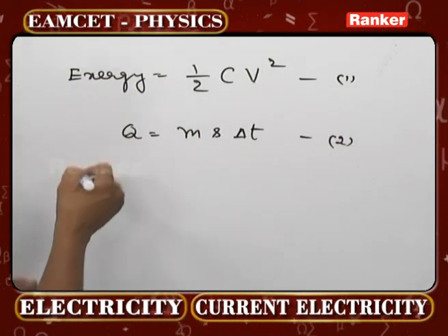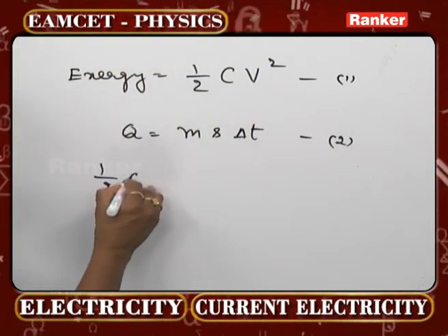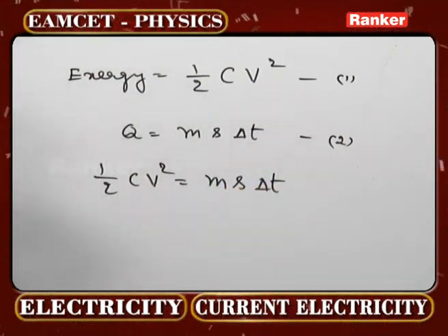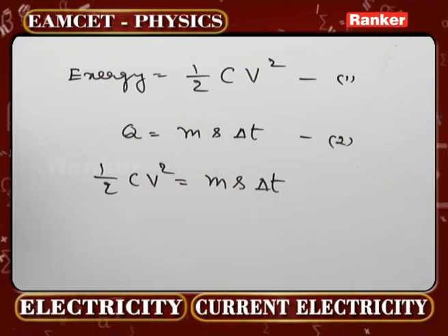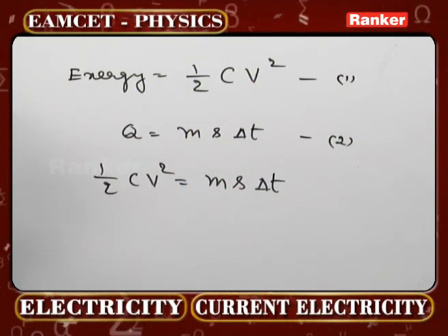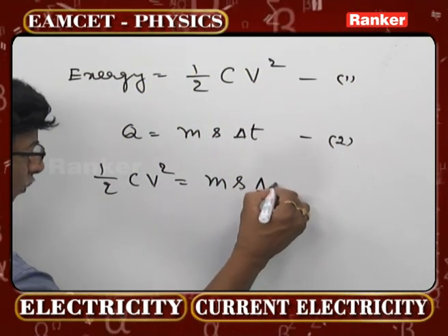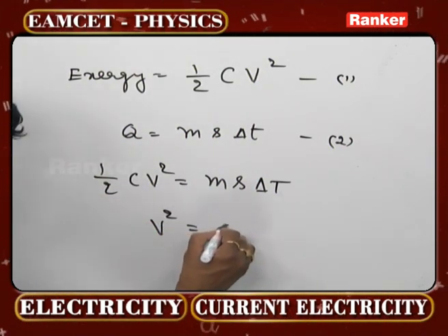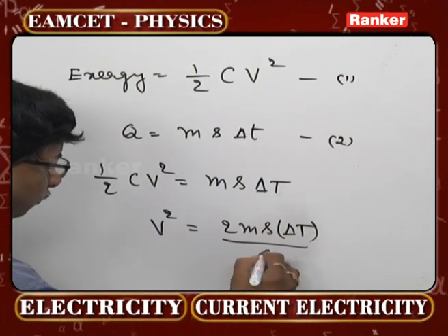So according to our calculation, energy should be conserved. In the sense what? Half CV square must now be equal to MS into delta T. S being specific heat capacity, M being mass, and delta T is the variation in temperature. It has been raised through that particular value he has mentioned in the problem. Delta T of course he has mentioned with a capital letter. Let us write even this one also with a capital letter, nothing wrong. Now what will be V square? Is it not 2MS into delta T divided by the value of C, please?